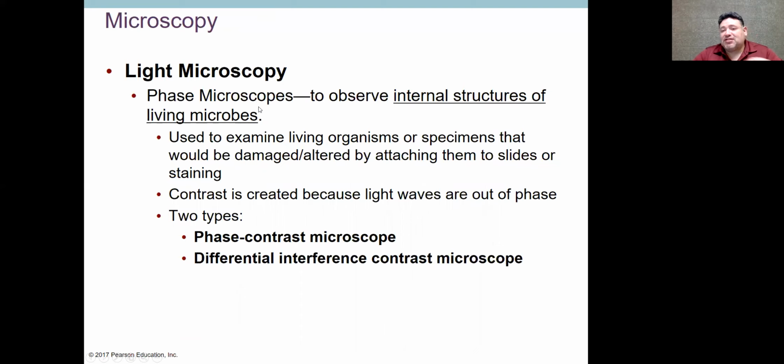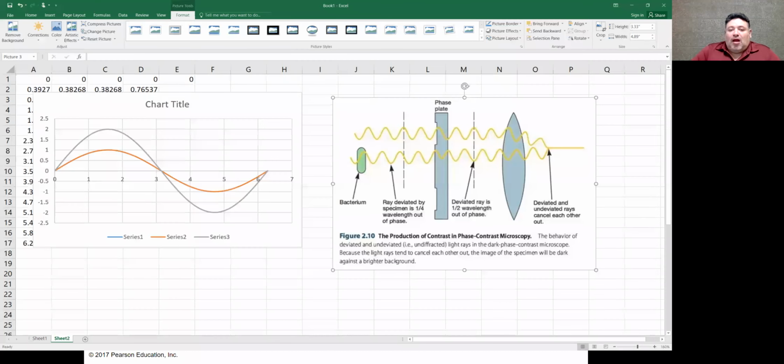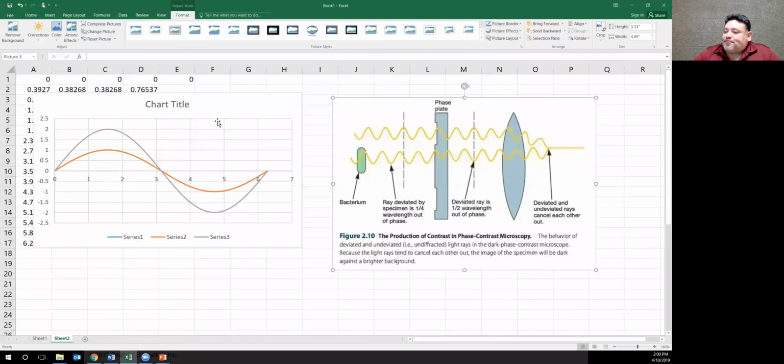So in phase microscopes, instead of having a dark stop at the bottom, what it has is a quartz dial of different thicknesses, okay? And you know what? I'm going to stop this for a second because there's something I want to show you. So I'm going to see if I can. Okay. So hopefully this works, okay?